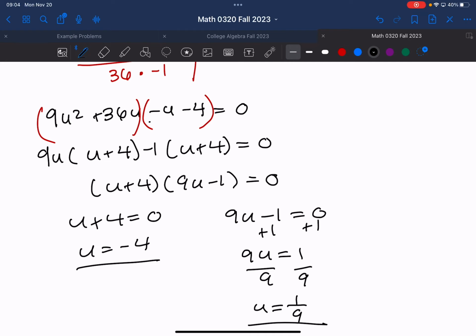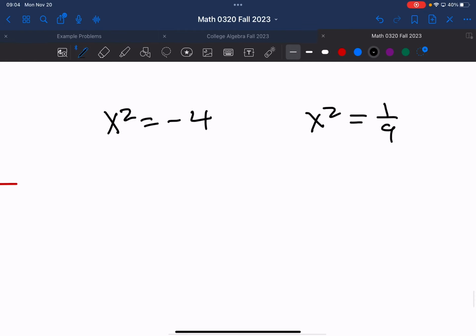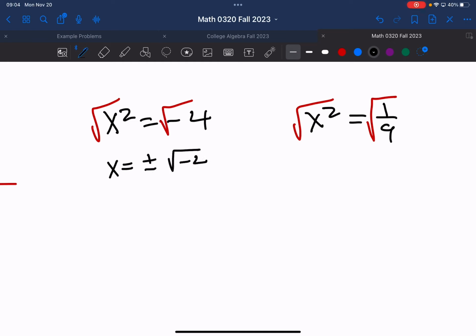But in the beginning, we said u was what? x squared. So I'm going to do x squared equals negative 4, and x squared is equal to 1/9. And to get rid of a square, I do what to both sides? The square root. So I'm going to take the square root of both sides, and when I take the square root, I'm going to end up with how many answers? 1 or 2? 2. So I have x is equal to plus or minus the square root of negative 4.